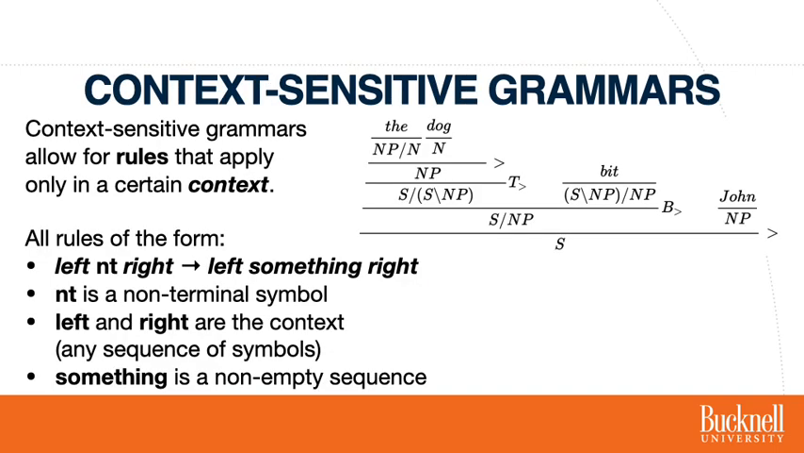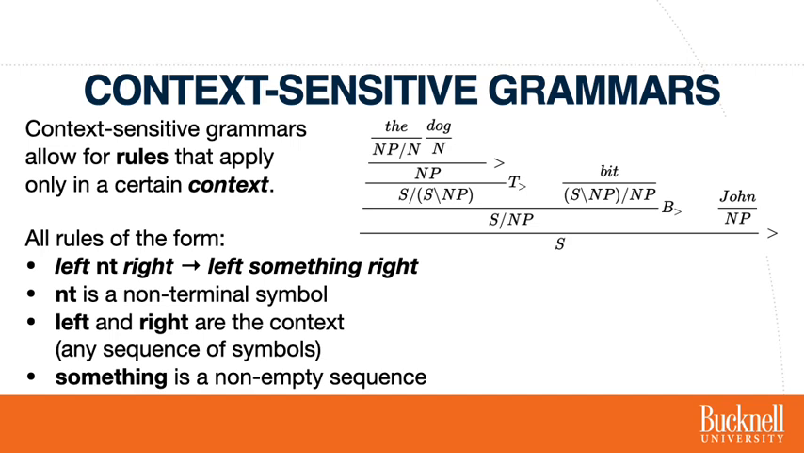However, to capture all of the complexity of English or any natural language, we would actually need a context-sensitive grammar. Context-sensitive grammars allow for rules that only apply in a certain context. In a context-sensitive grammar, all rules are of the form left context, non-terminal symbol, right context, maps to left context, something, right context. In other words, we can replace the non-terminal symbol with something contingent on the left and right context.